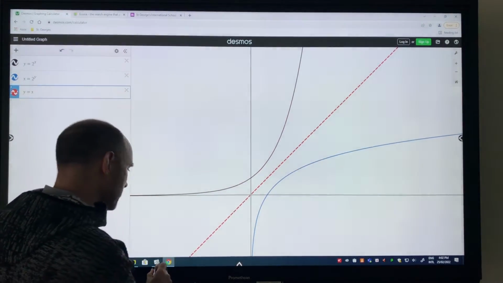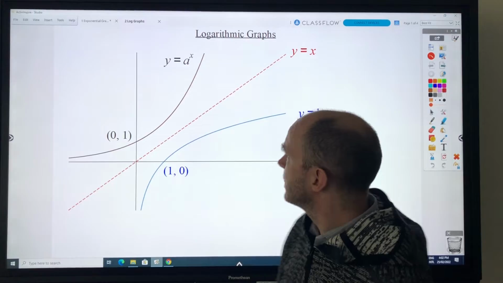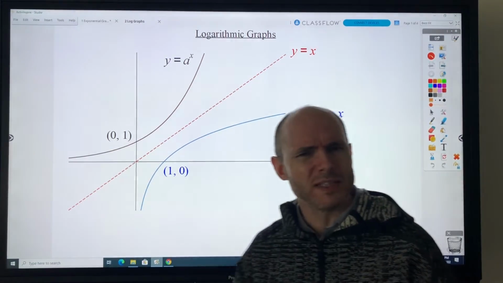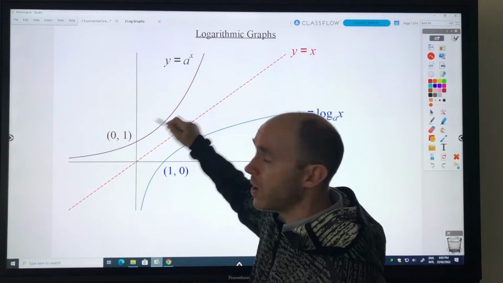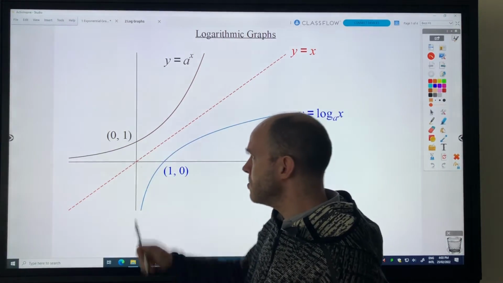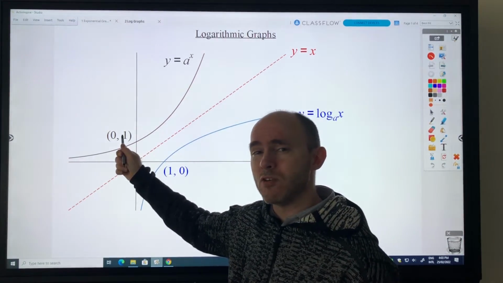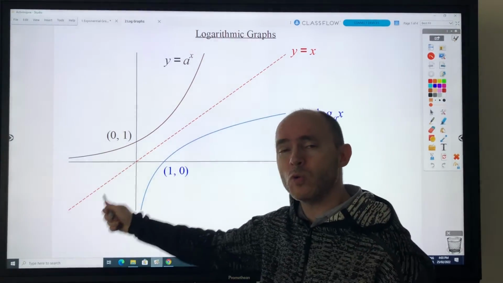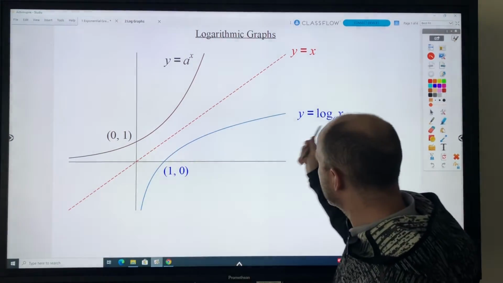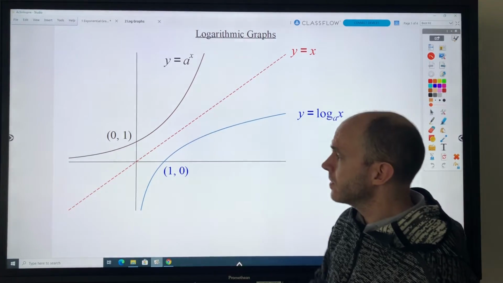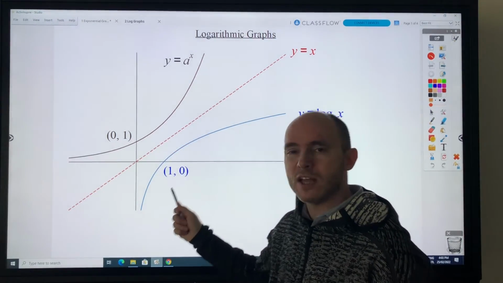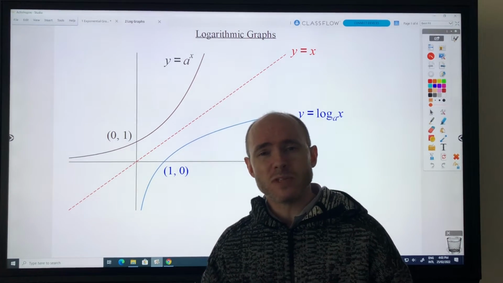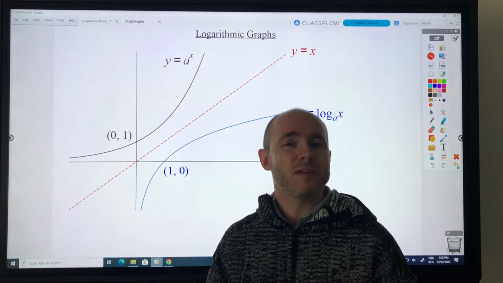And let me just show you a little bit better what it looks like. So here's one I did earlier, but using Desmos, of course, and I just labelled it up. So here's the general function, y equals a to the power of x. Do remember the y-intercept is always going to be 0, 1. When we reflect this whole graph through the line y equals x, we get a logarithmic graph. Notice that the y-intercept becomes the x-intercept, 1, 0. That's because in the reflection process, all the y values and x values swap around.